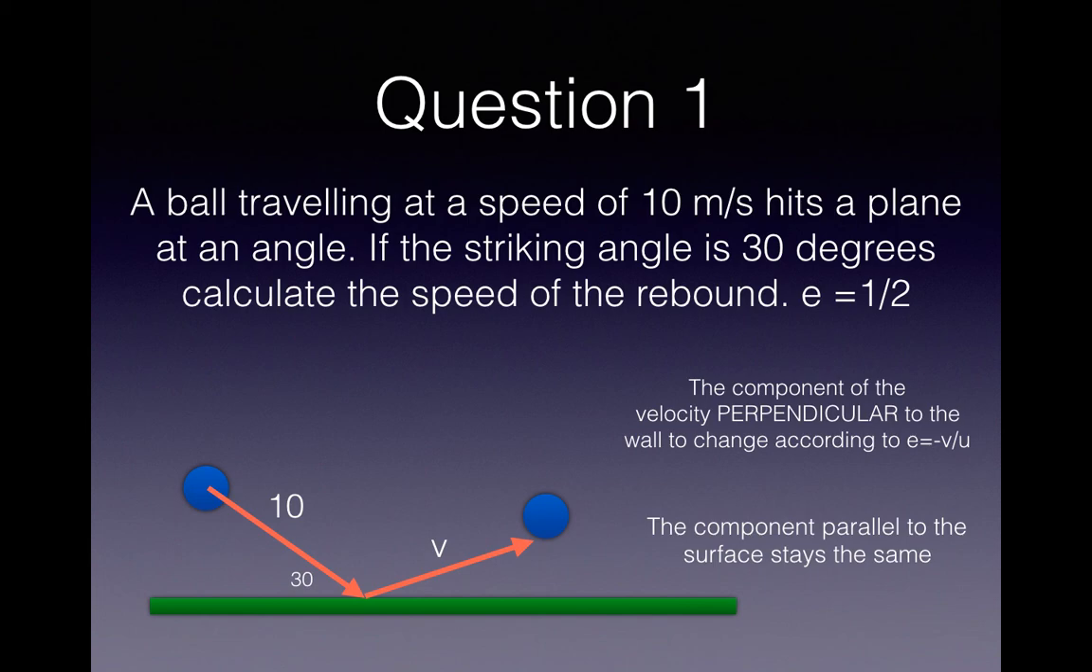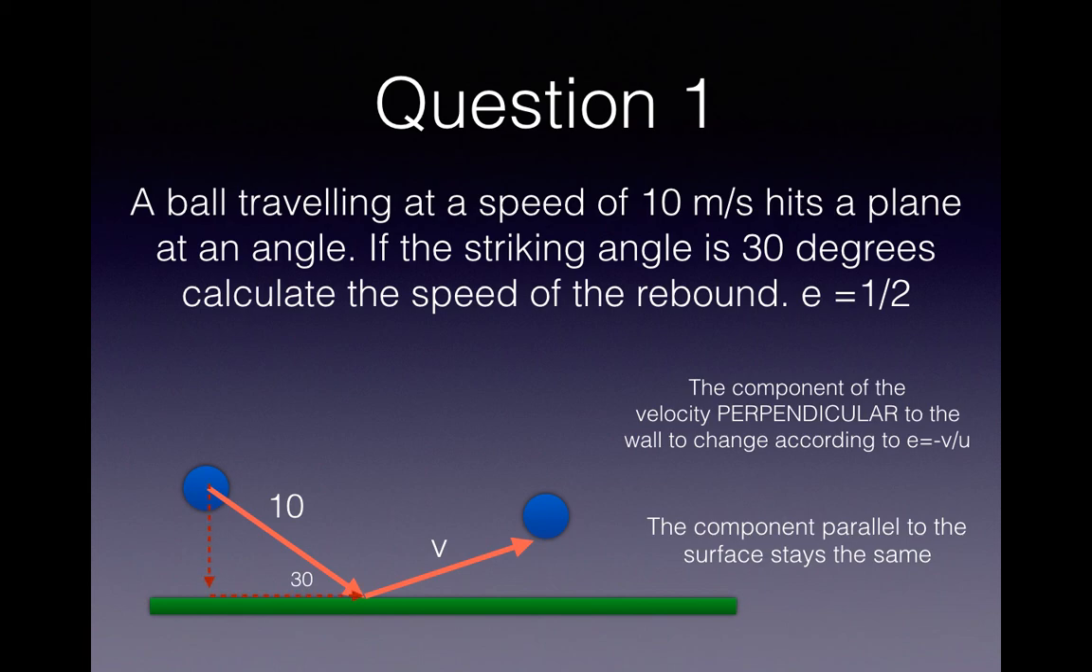Now, on the right-hand side there are two sentences that are extremely important. The first one: the component of the velocity perpendicular to the wall changes, and we use e = -v/u in the vertical direction, in this case, in the same direction as the impulse. And then the component of the velocity parallel to the surface stays the same. And you'll see what I mean by those in a minute.